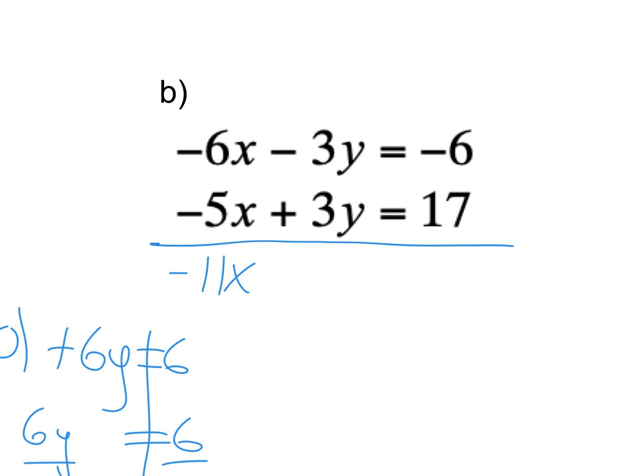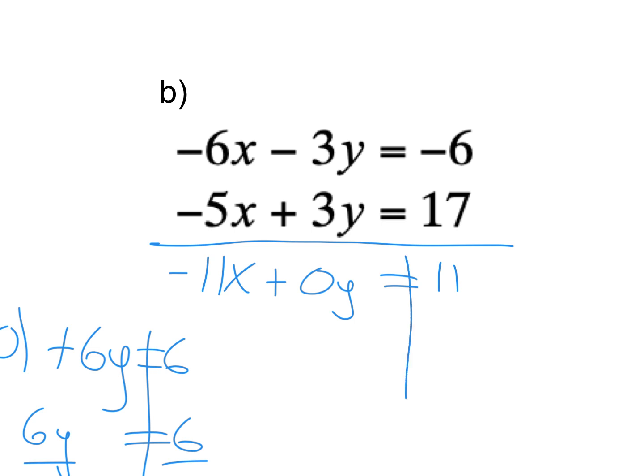Here's where we get to eliminate something. We have negative 3y and a positive 3y. So if we combine those together, that will add to 0, so I'm going to just have plus 0y. This will equal negative 6 plus 17. You can use your calculator if you need to, but that should equal 11.